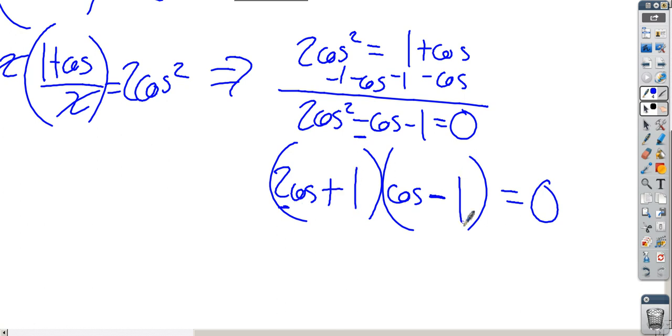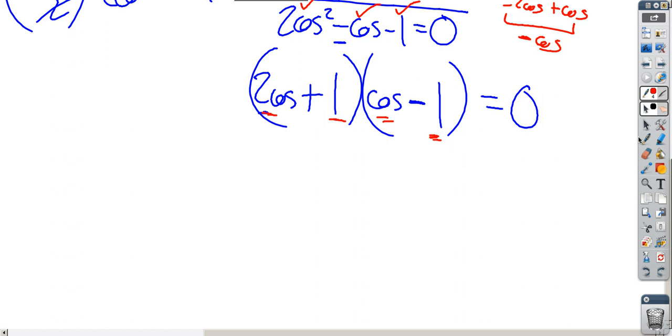So if that's confusing to you, suppose you had done it the other way, you can just check that by using FOIL. So 2 cosine times cosine is this. 2 cosine times negative 1 would be negative 2 cosine. 1 times cosine would be positive cosine. And negative 2 plus positive 1 is negative cosine. That's right here. And then 1 times negative 1 is negative 1, so that works.